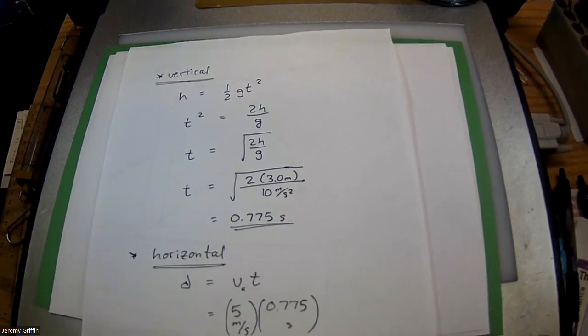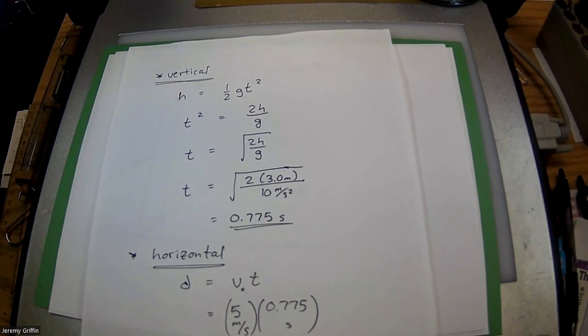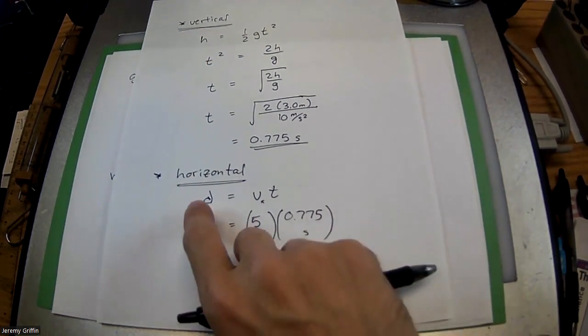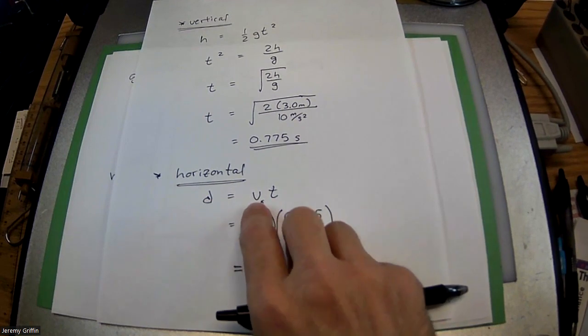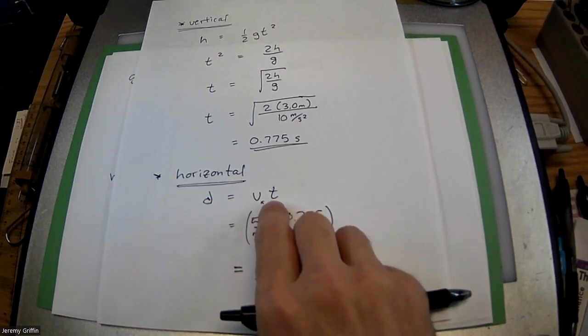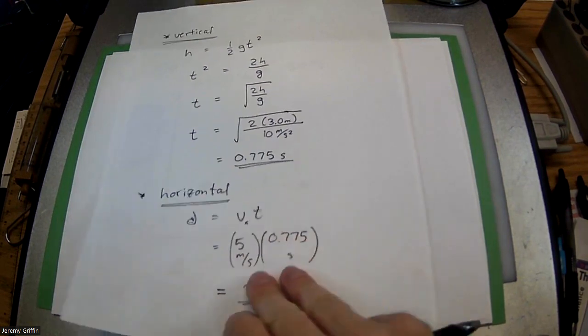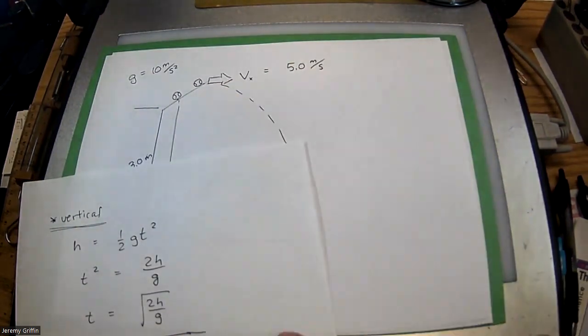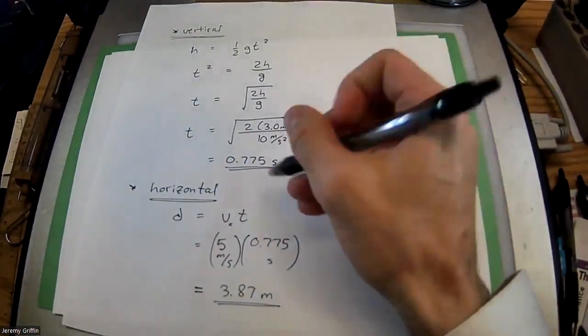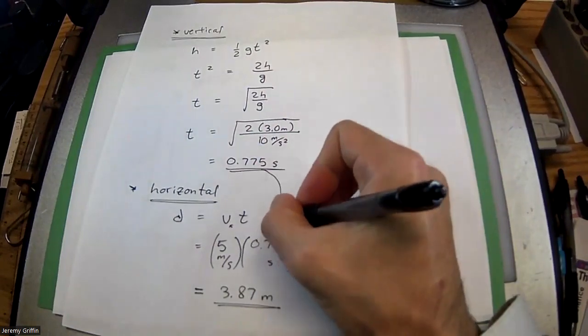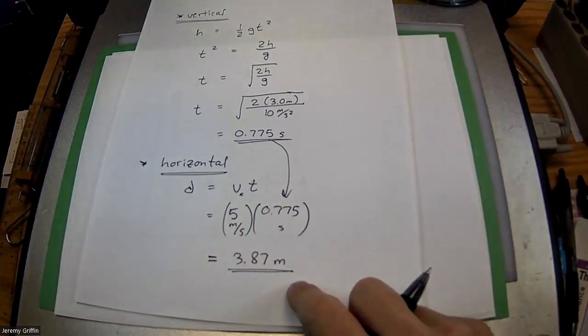Once you know the time that it's been falling for, you can go ahead and switch over to horizontal motion to figure out how far it went horizontally. Call this horizontal displacement. That's that d we're solving for. So that's how fast it's going across the field times however much time it was falling for, the time it was a projectile. I told you guys 5 meters per second is going across. Remember that's the speed across. And for this much time, 3.87 meters. There you go.